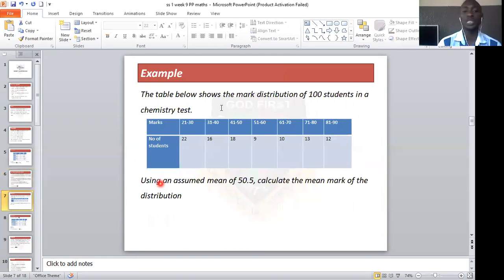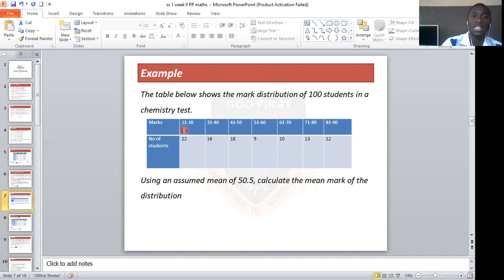Example: the table below shows the mark distribution of 100 students. The total frequency is 100 in a chemistry test. 100 students took the test. Using an assumed mean of 50.5, calculate the mean mark of the distribution. Using an assumed mean of 50.5, here the assumed mean A is given as 50.5.